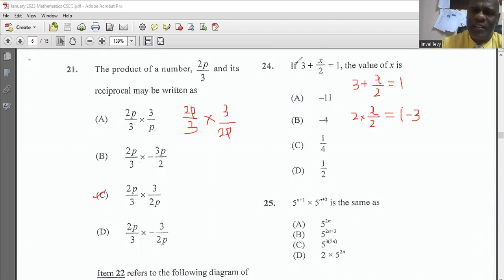Just a minute. So let's not do this yet. Let us perform the operation.